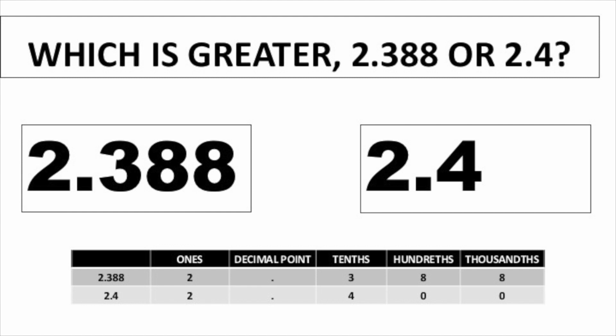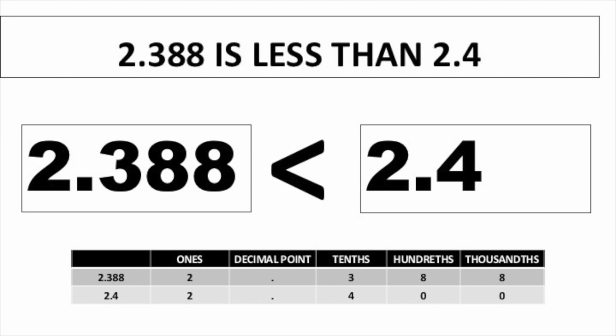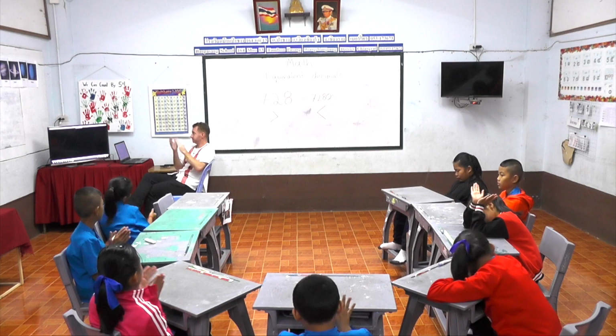Correct. Because we start with the ones, 2 and 2 are the same. Then the decimal point, so let's look at the tenths. 4 is greater than 3. So we can say this time 2.388 is less than 2.4. And we represent that with the less than symbol. Any questions, guys? Okay, that was excellent. Very well done.